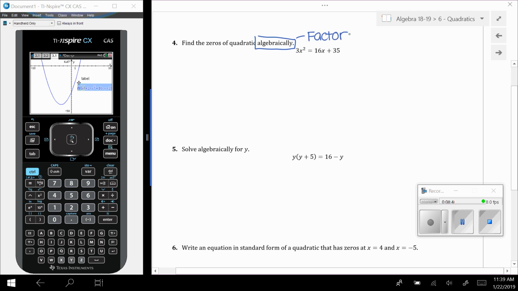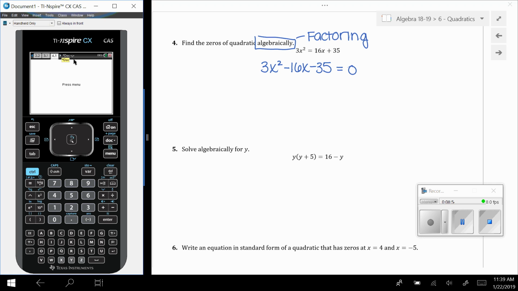So that means I need to get everything equal to 0. I like the leading coefficient to be positive, which means I'm going to move the 16x over and that 35 over. Now, because it says algebraically, I can't just come up here and graph my little guy on the graphing calculator and show that that's my work. I need to show some form of factoring.